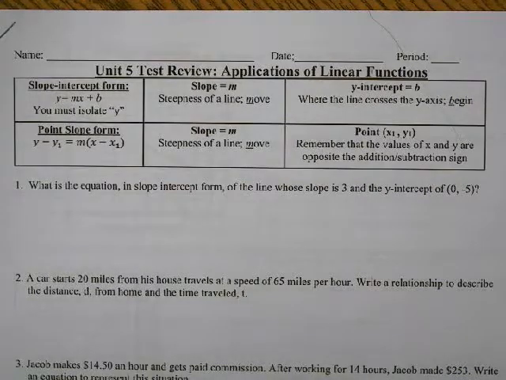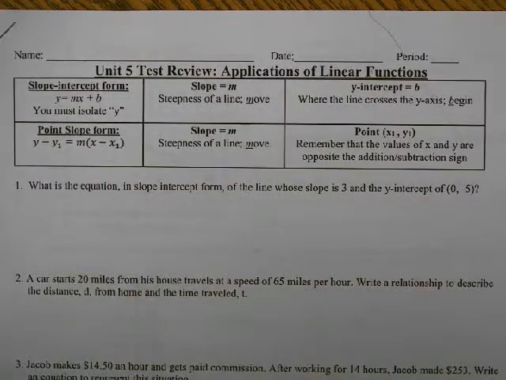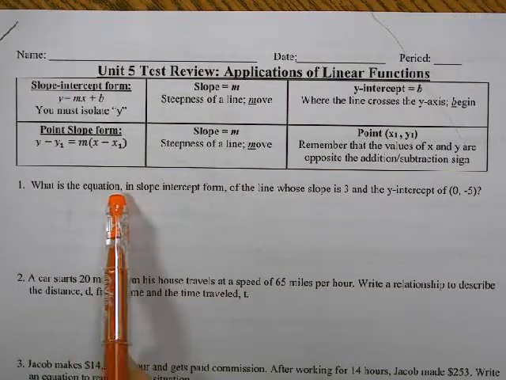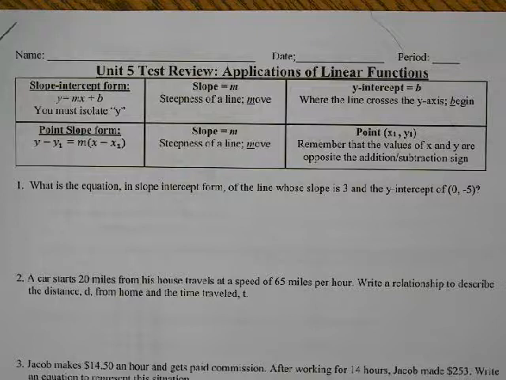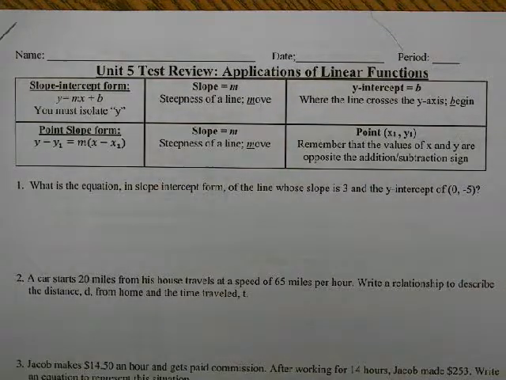Okay, this is the review for the Unit 5 test over applications of linear functions. So let's go ahead and start with number 1. It says, what is the equation in slope-intercept form of a line whose slope is equal to 3 and whose y-intercept is equal to (0, -5)?